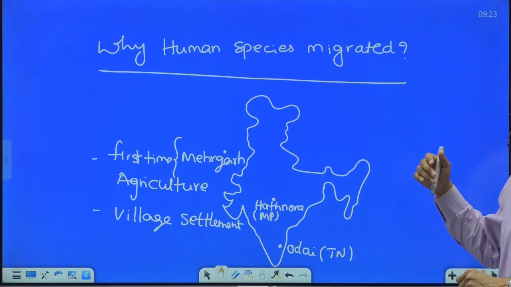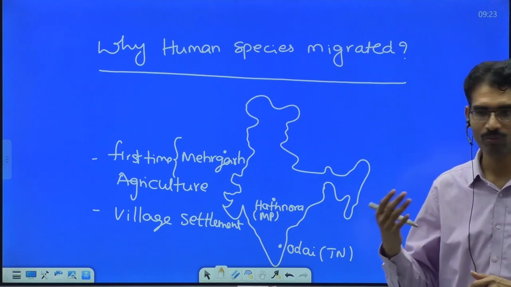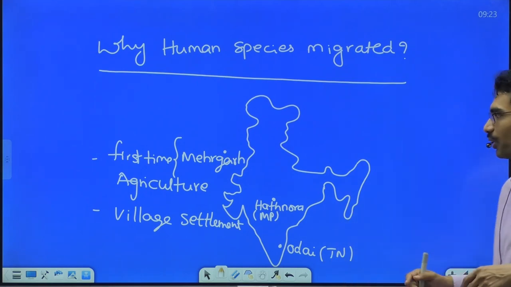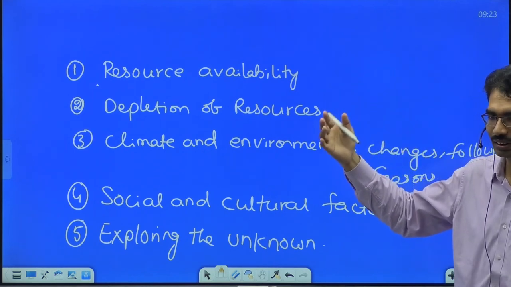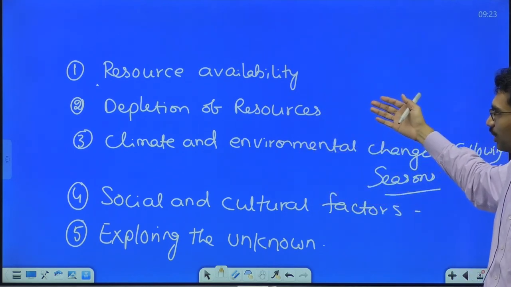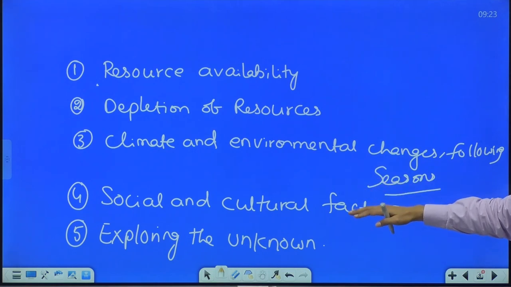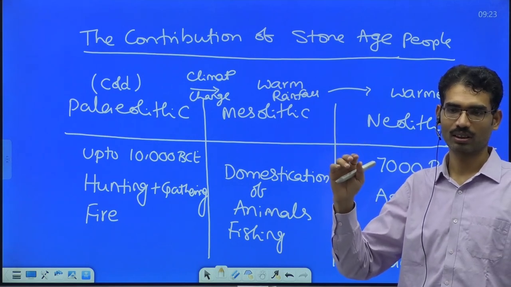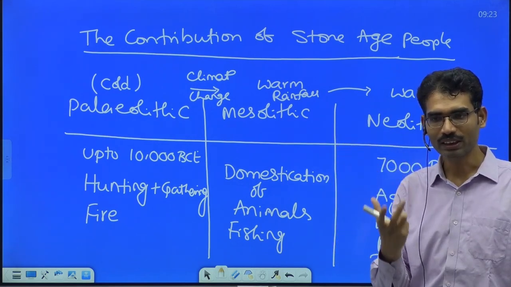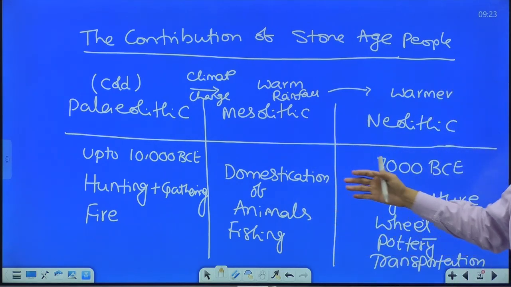And whenever climate is very harsh, people move from one place to the other. So these points are very common. Same reasons were there even during the ancient time period also. Resource availability, depletion of resources, climate, social-cultural factors, exploring the unknown. This is the contribution of Stone Age people. This is how UPSC asks. But when it comes to details, now we have to go into the details.